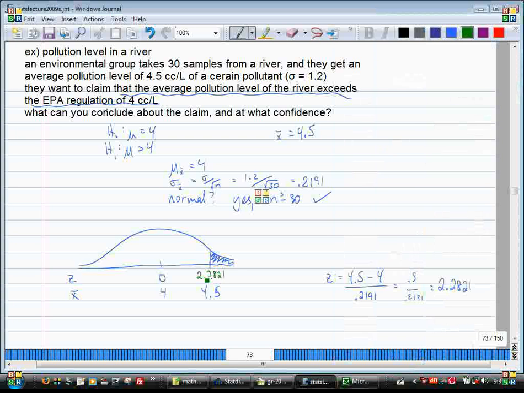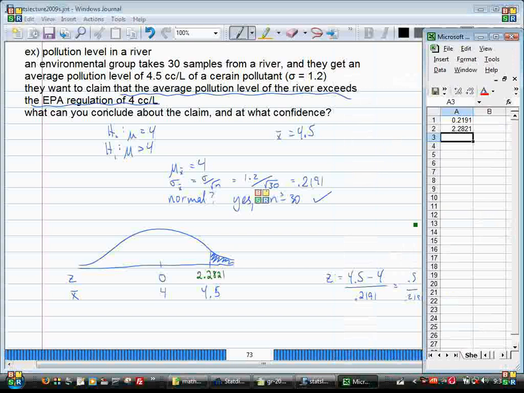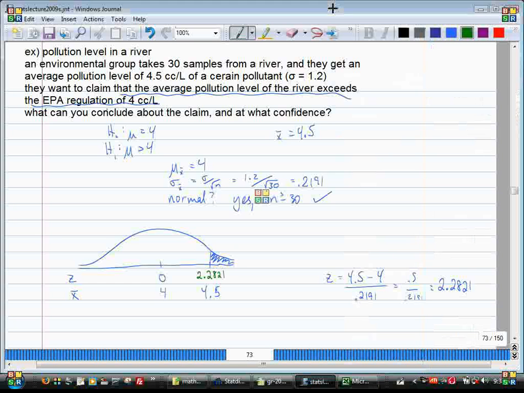And now what? Find the areas. So 0.9888. So what is 0.9888? Yeah, it's the area to the left. And then let's also fill in the area to the right, which is going to be 0.0112. So now we've done all the calculations.